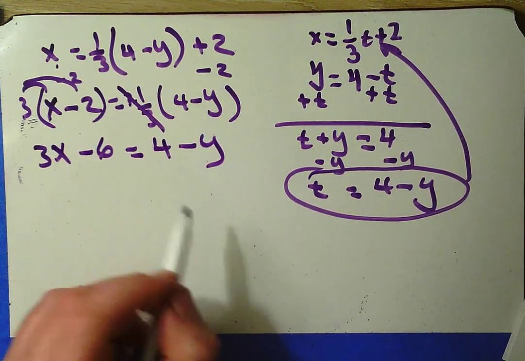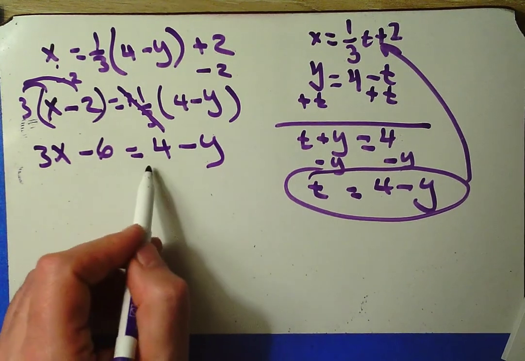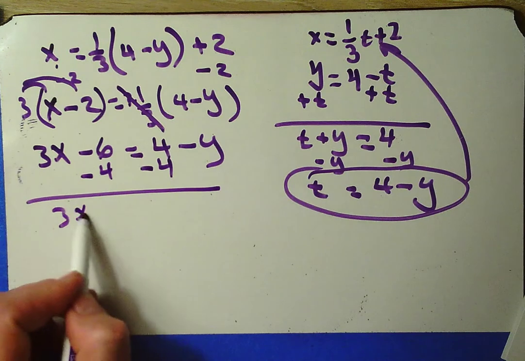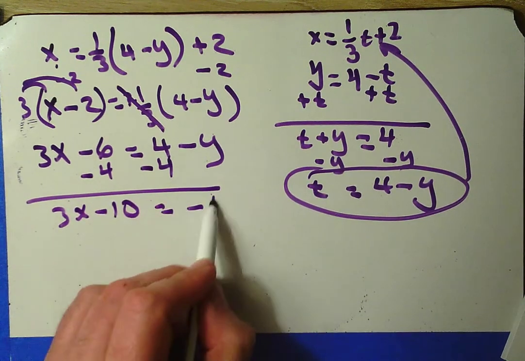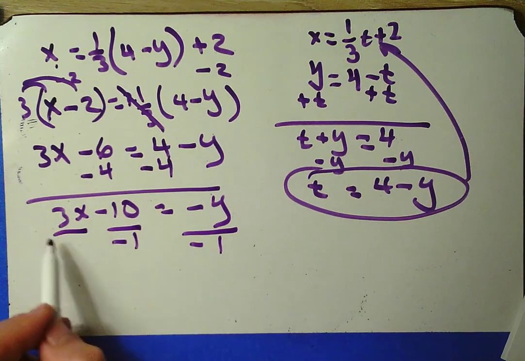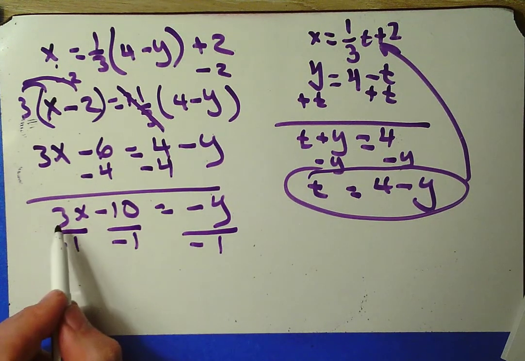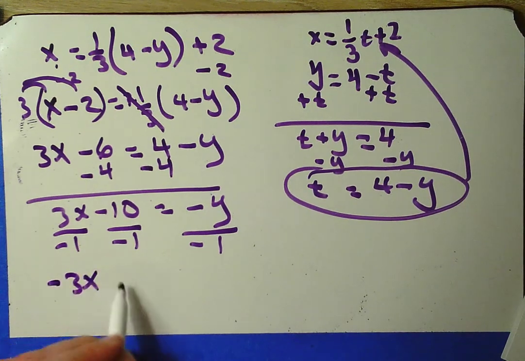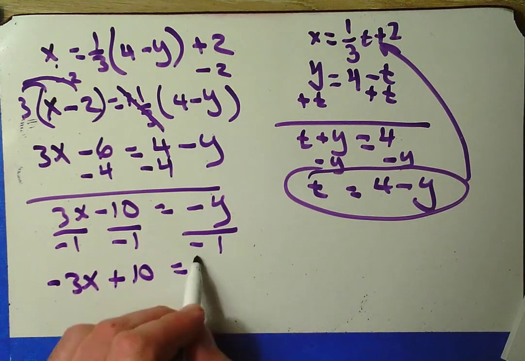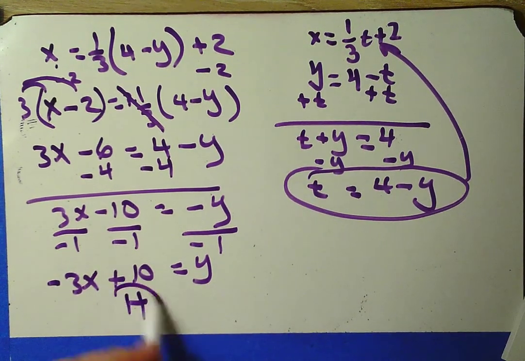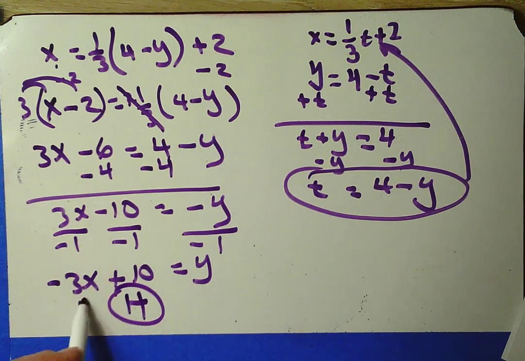Well, we've almost solved for y. We still have 2 more steps. First, I'm going to subtract 4 from both sides and get 3x minus 10 equals negative y. And then I'm going to divide everything by negative 1. Notice how I divide not just some things, but all the things by negative 1. And get negative 3x plus 10 equals y. This seems to correspond with choice H for problem number 6.